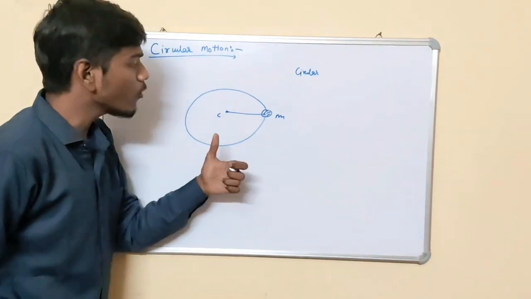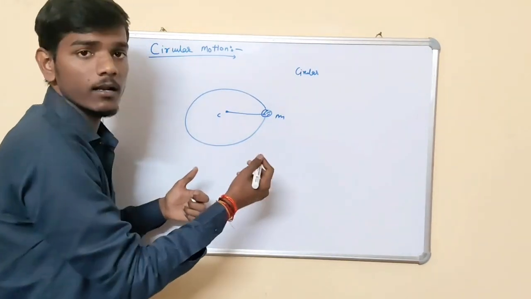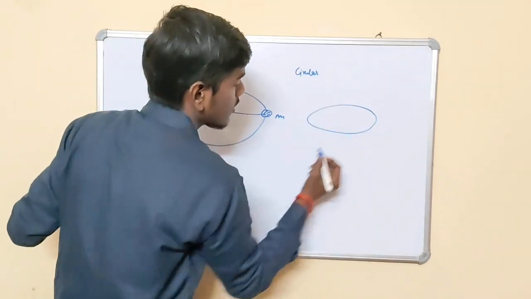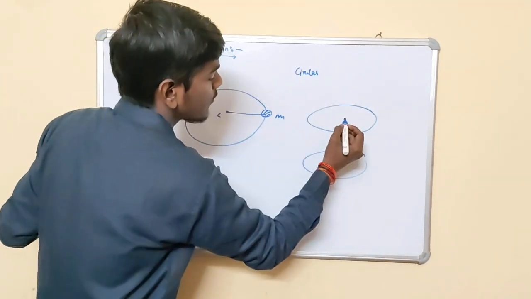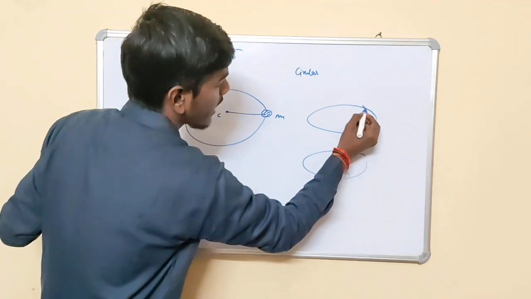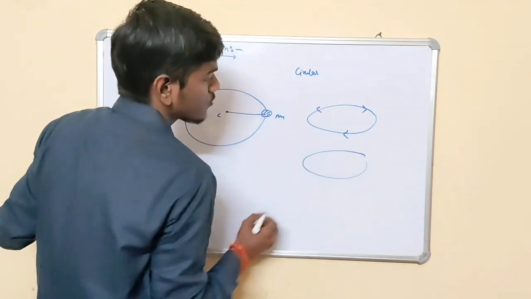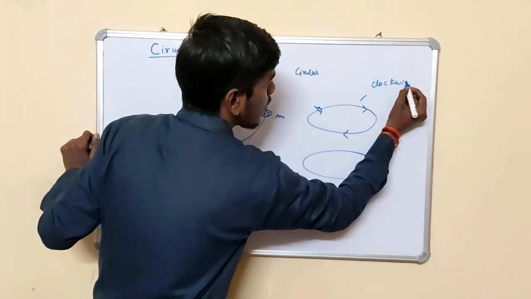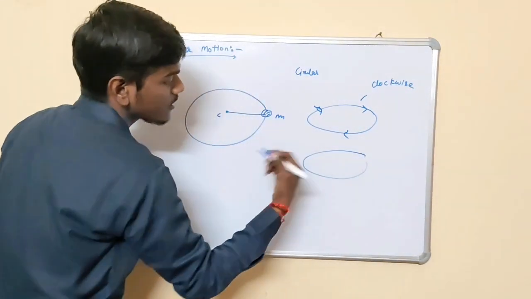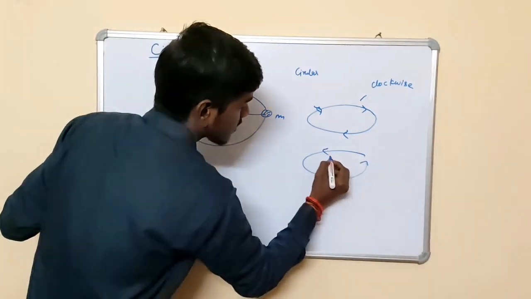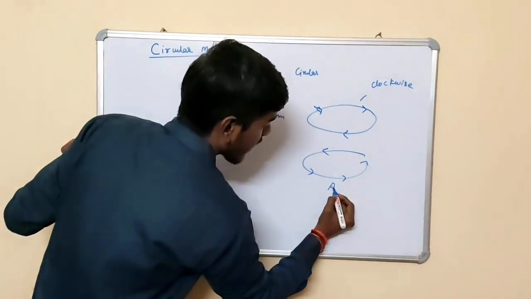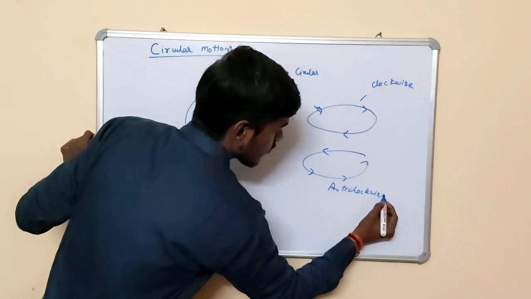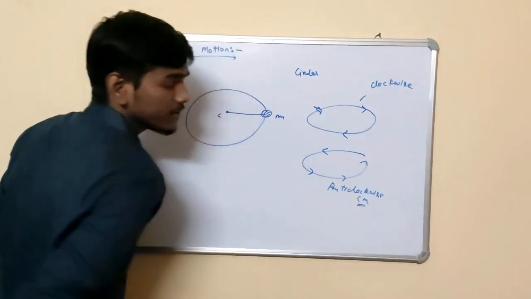So in how many ways can a particle rotate about this point? Obviously there are only two ways. If the particle is traversing like this, this type of motion is clockwise circular motion. Or the other one is the opposite: if the particle is traversing like this, this is anti-clockwise circular motion.